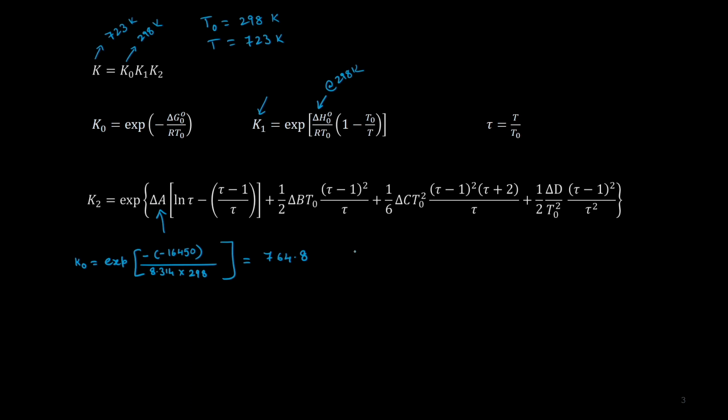On top of this, we correct it for K1. The value would be exponential of delta H0, in this case, delta H0 is negative 46,110 over 8.314 times 298, that's T0, times 1 minus 298 over 723. If we simplify this number, it turns out to be 1.77 times 10 to the power minus 5.